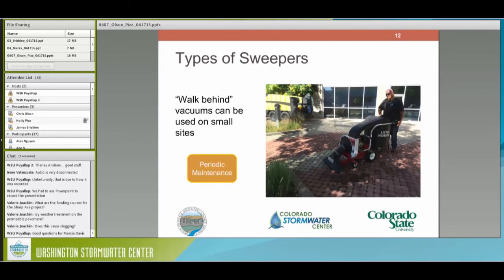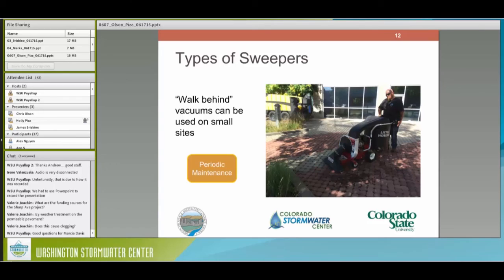We have had issues with some smaller sites. This is the office of a landscape architect who got very creative with putting trees in the middle of the PICP, and it's really just a small parking lot. And he's not able to find someone to come with a regenerative air vacuum and maintain it.